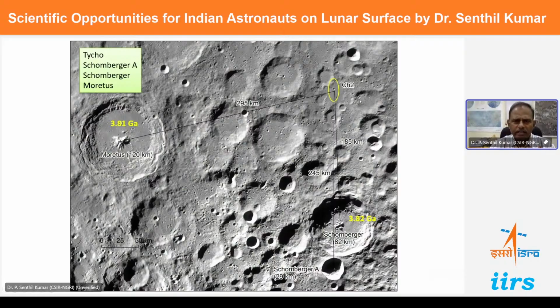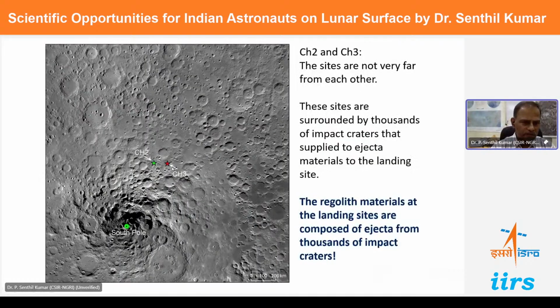The materials at this landing site contain ejecta material from different craters surrounding them. Therefore, whatever sample you get from the landing site is a mixture of ejecta materials that comes from thousands of craters. So if you take 1 kg of sample, definitely that sample has materials from thousands of craters across the moon. See, for example, here, the Chandrayaan-2 and 3 sites are surrounded by thousands of craters. All of them must have supplied some amount of materials to this landing site. So this is very important.